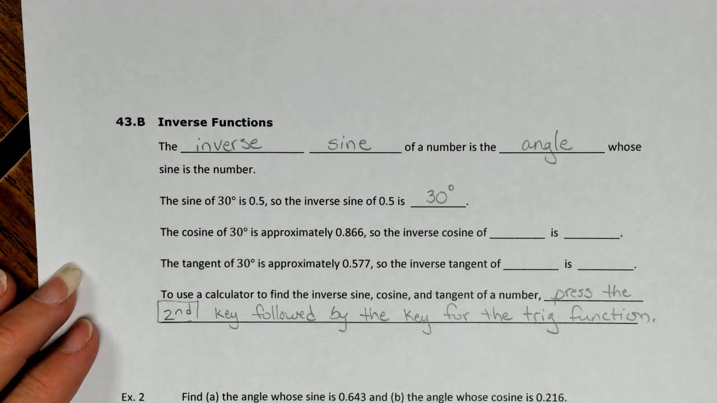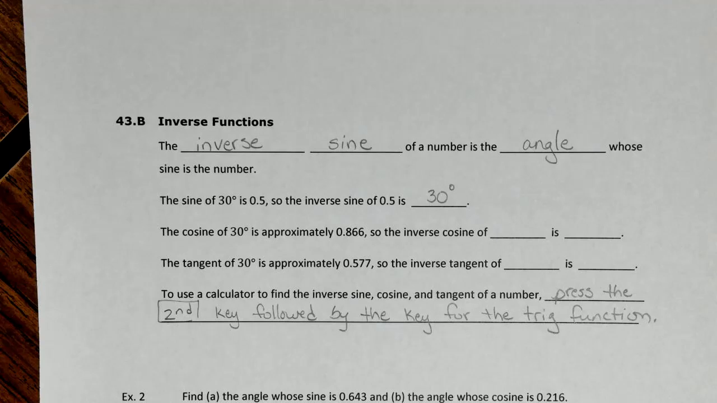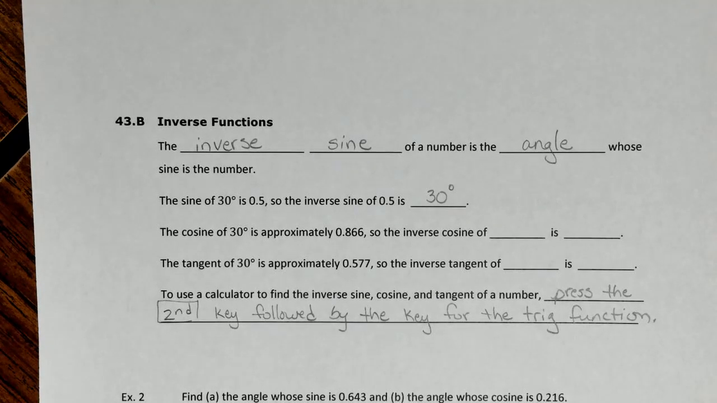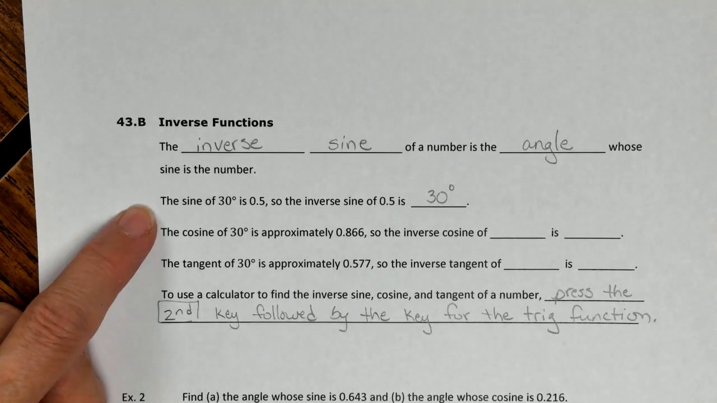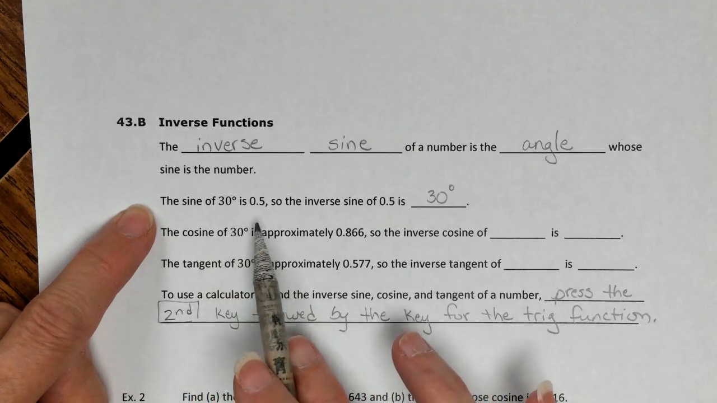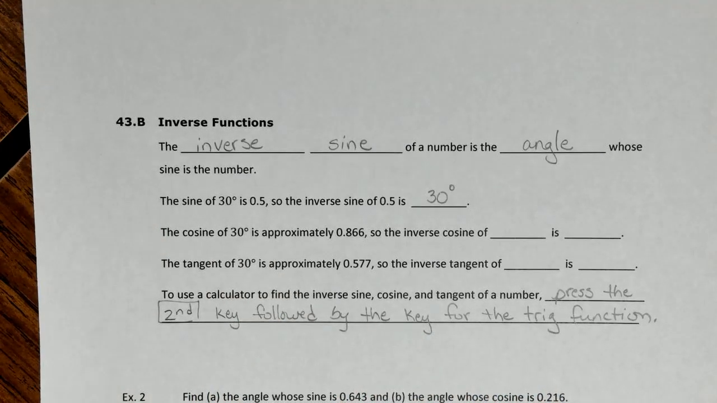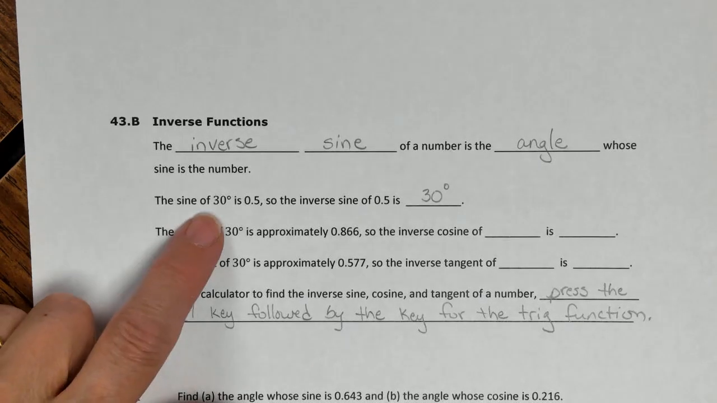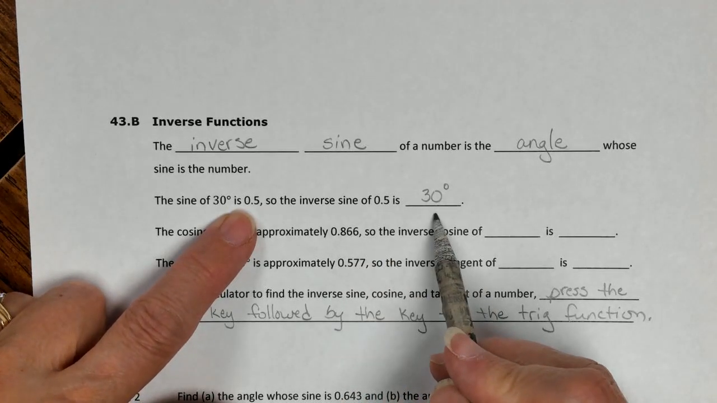So inverse functions. We're just talking about inverse trig functions right now. The inverse sine of a number is the angle whose sine is that number. So the sine of 30 degrees is 1/2. We saw that already. So the inverse sine of 1/2 is 30 degrees. It's like multiplying and dividing are opposite, adding and subtracting are opposite. The sine of 30 is 1/2, so the inverse sine of 1/2 is 30.